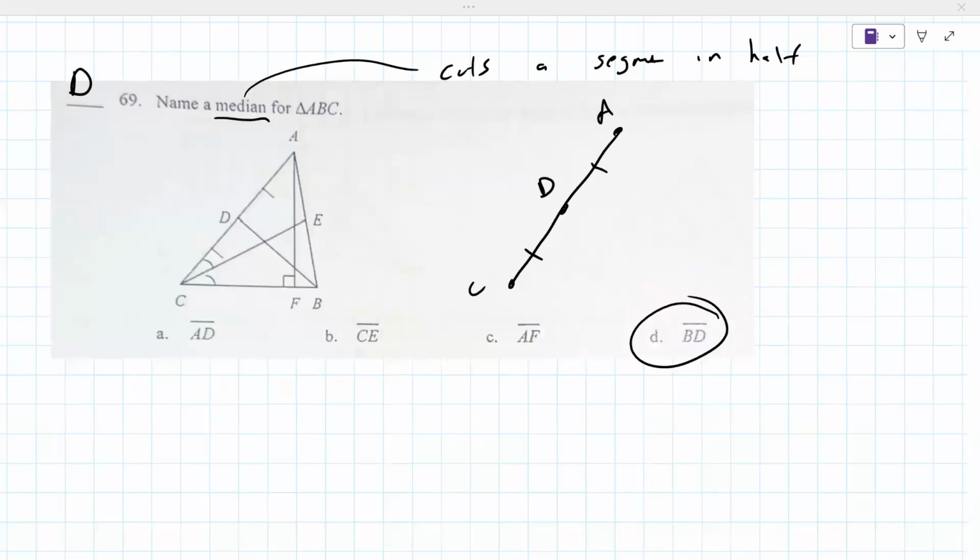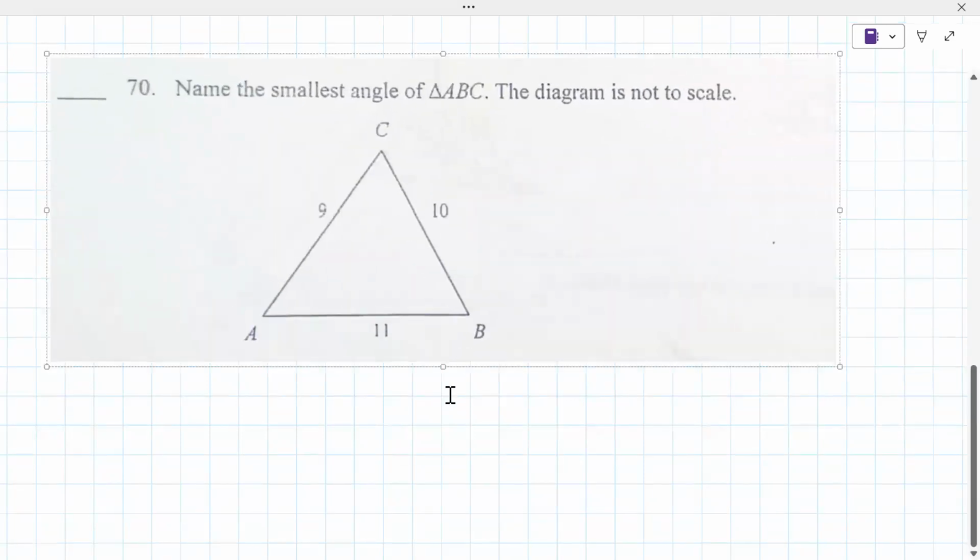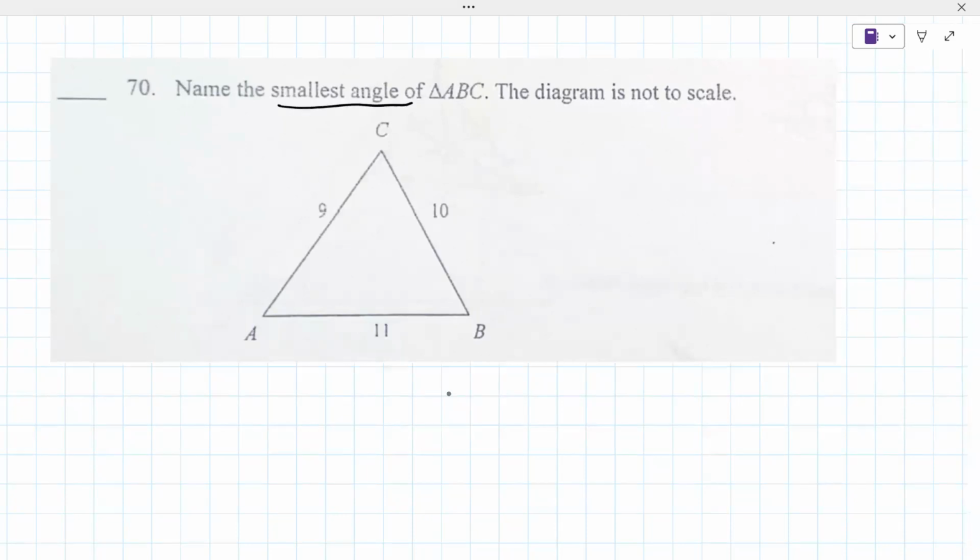All right. 70 is the hinge theorem. Name the smallest angle. So the smallest angle is across from the smallest side. So basically, you start drawing arrows for their relationships. So which is the smallest side? It's 9. So which is the smallest angle? Angle B.